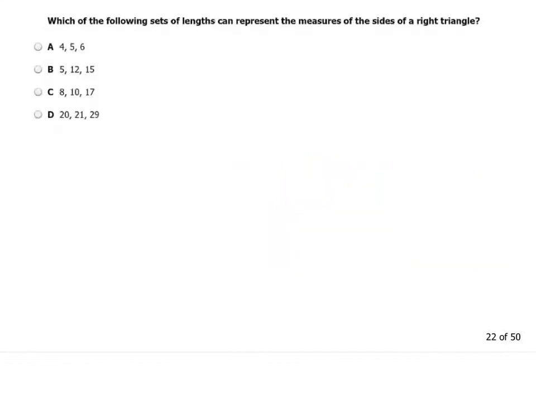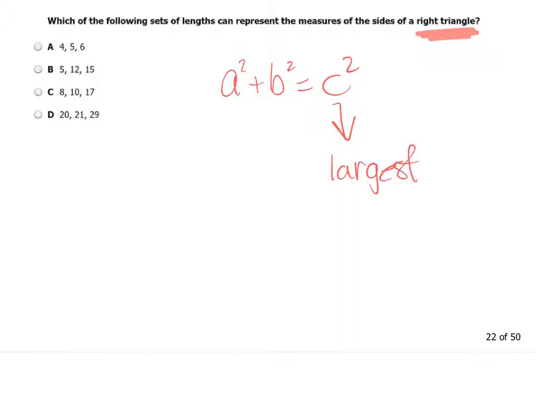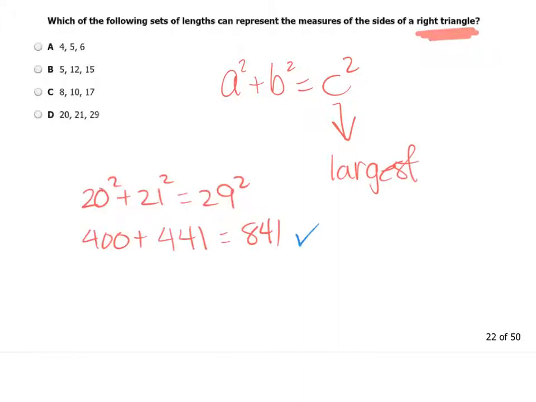Read these very carefully. This doesn't say which could make a triangle. It says which can make a right triangle. So for a right triangle, we need to know that a squared plus b squared is equal to c squared. C is going to be your largest. And so what we want to do is check them out. So D actually checks out.